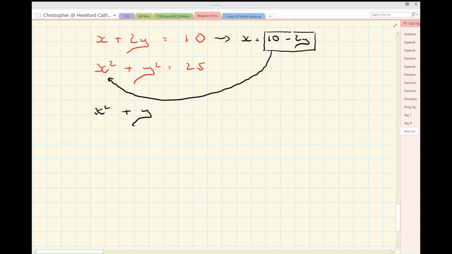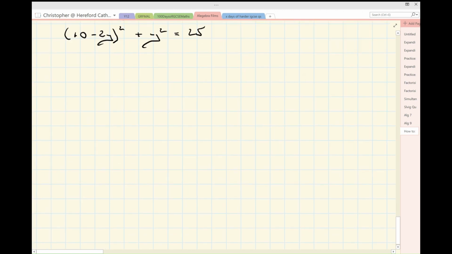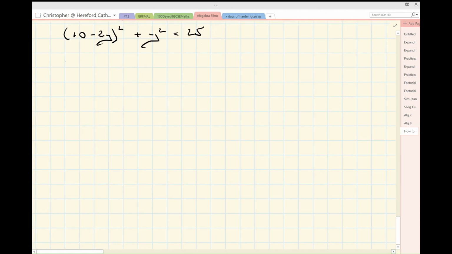plus y squared equals 25. Now I'm going to write it down again, but instead of the x, I'm going to write 10 minus 2y, because after all, x equals 10 minus 2y. Okay, now I've got an equation with just y's in it, so I'm going to solve that equation. 10 minus 2y squared means 10 minus 2y times 10 minus 2y. Copy down the rest. Right, multiply out those two brackets.